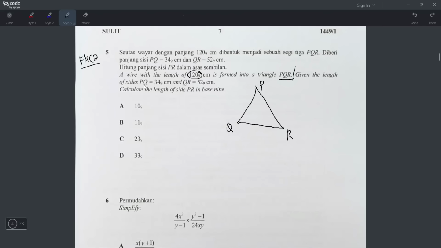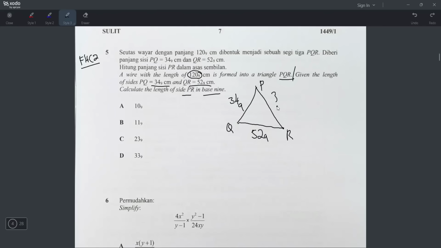Okay, given the length of the side PQ is 34 base 9 cm. You see, this is why you should draw it out, because now you can label it already. Don't call it 34, because it's not base 10, right? It's base 9. So you should read it as 34 base 9. QR is 52 base 9, right? And then PR they never give. Okay. Calculate the length of PR in base 9.